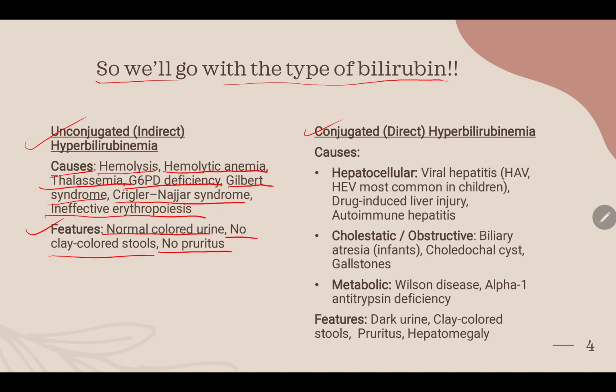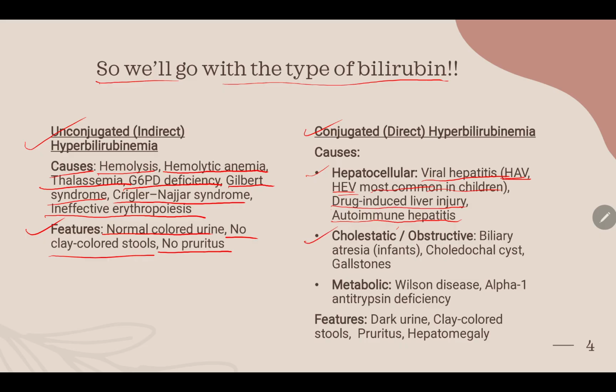Whereas we have conjugated, that is direct hyperbilirubinemia. The causes are broadly three: hepatocellular, that is regarding the liver parenchyma. That is viral hepatitis, that is hepatitis A virus and hepatitis E virus, the most commonly observed viruses in children. Then we have drug-induced liver injury. So ATT and paracetamol are famous drugs which are known to cause hepatotoxicity. Just remember paracetamol and ATT because that is very important. Then autoimmune hepatitis, that is genetic.